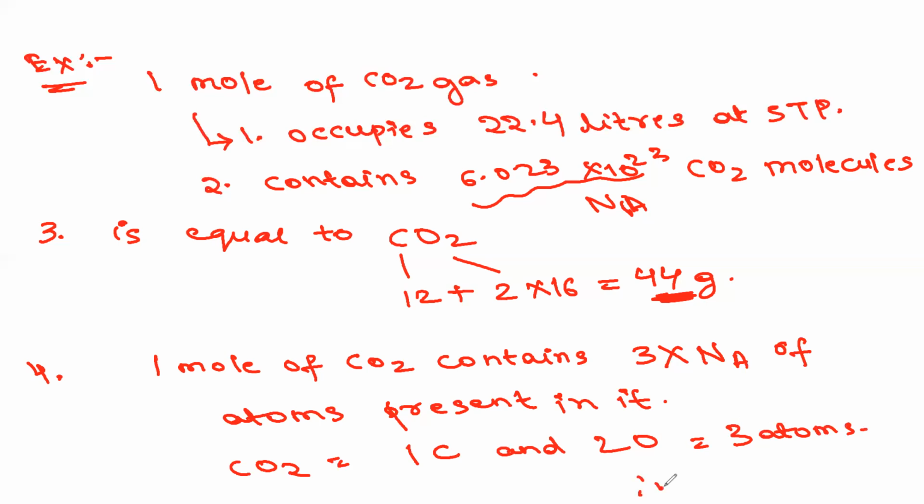If they ask how many atoms 1 mole of carbon dioxide contains, we have to write 3 into Avogadro number of atoms, or 3 into Avogadro number of particles. If they ask how many molecules 1 mole of carbon dioxide contains, we can write just Avogadro number of molecules. In this way, we write for carbon dioxide. I have applied the concept in the case of carbon dioxide. This is called mole concept.